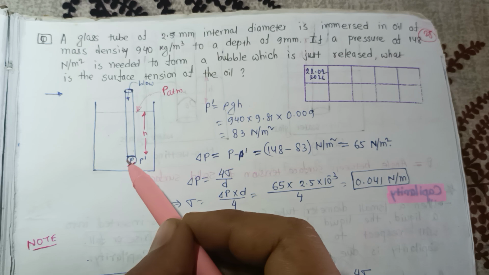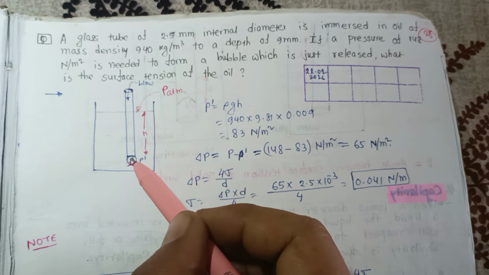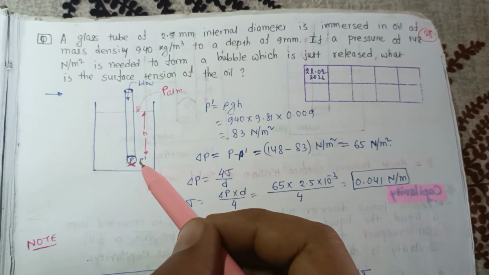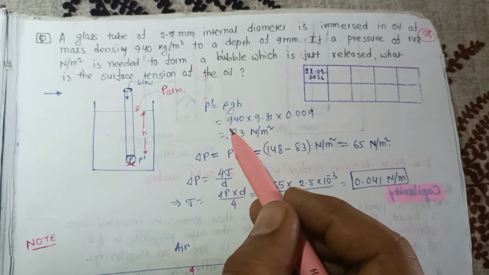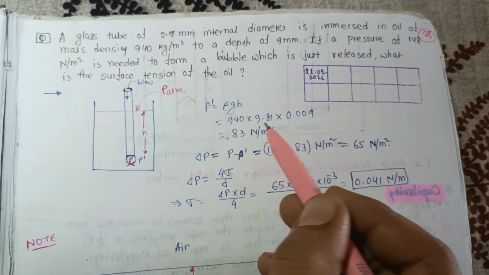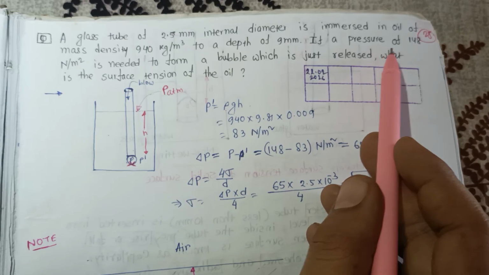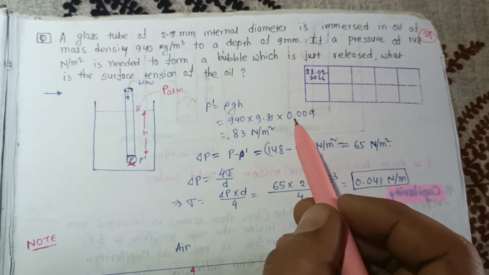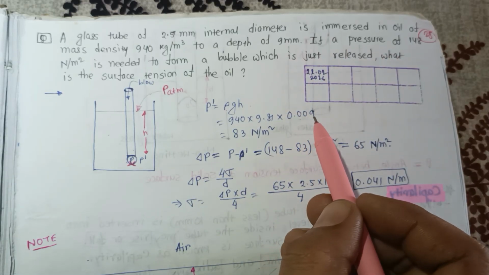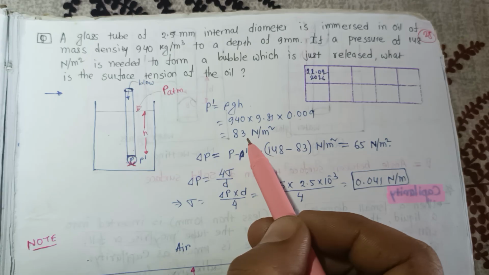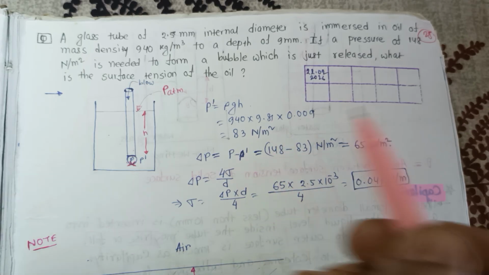So P dash is the pressure at that location. So rho into g into h, so 940 into g, 9.81, into h. What is the value of h? That is 9 mm, so that is equal to 0.009 meter. So this is 83 Newton per meter square.